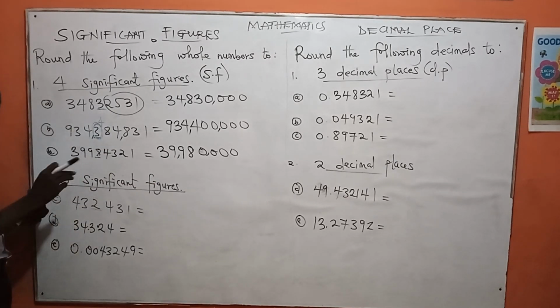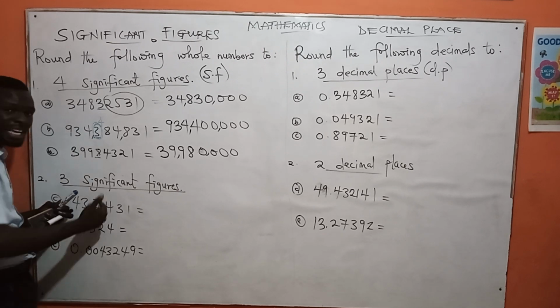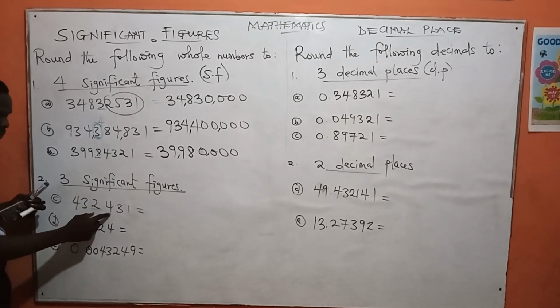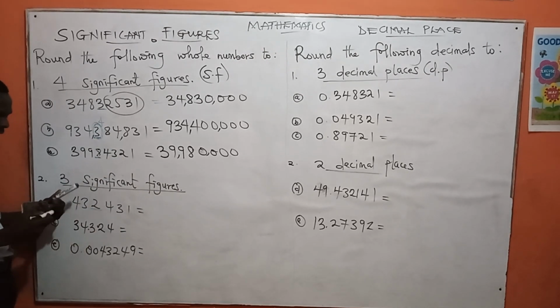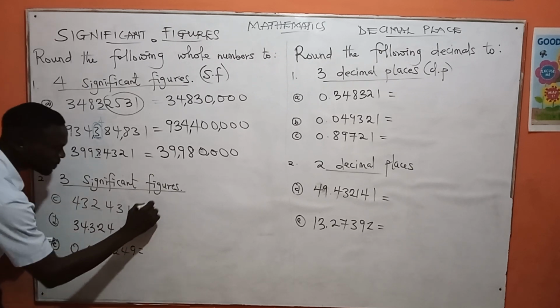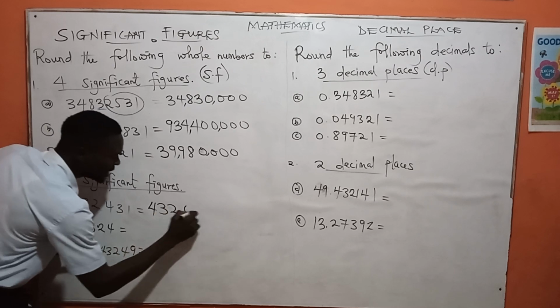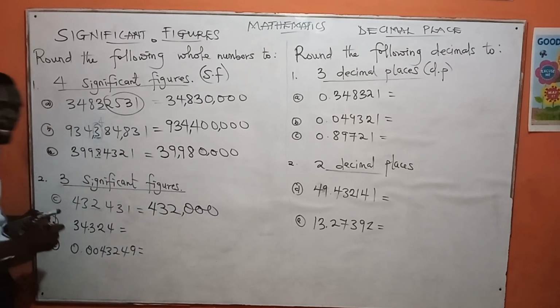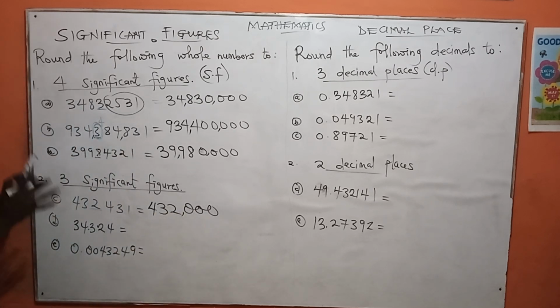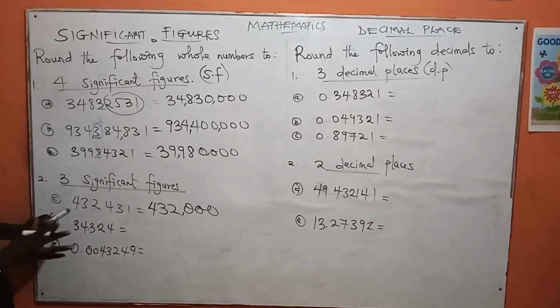It being the third significant figure, we are going to check the number at the immediate right, which is 4, and it happens to be less than 5. So we maintain and write 4, 3, 2. Then we change the remaining digits to zeros. And that is it for significant figures.